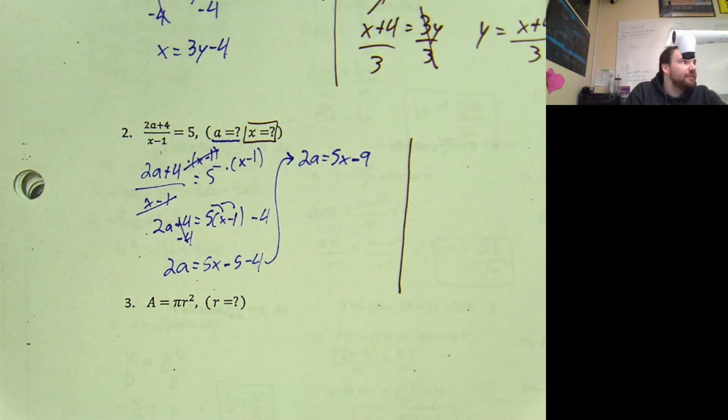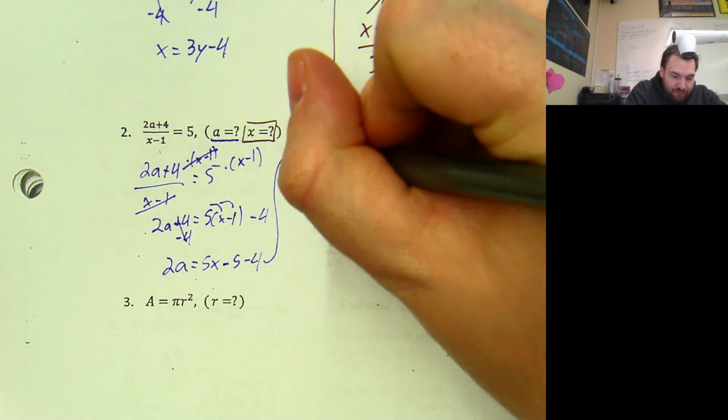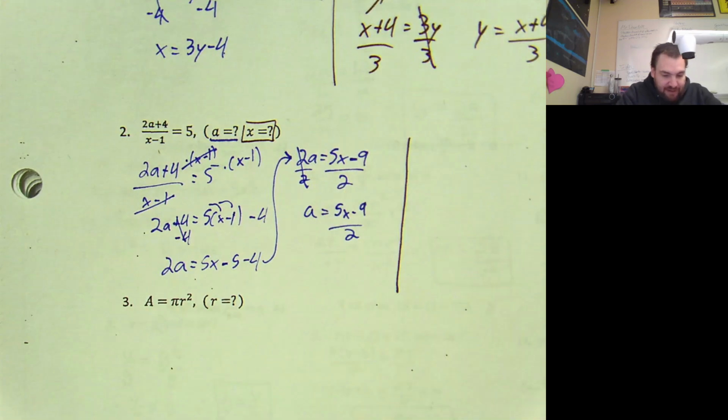Bless you. Last step. Yeah. Oh, sorry? Divide both sides by 2. a equals 5x minus 9 over 2. Love it. Questions, comments, concerns?